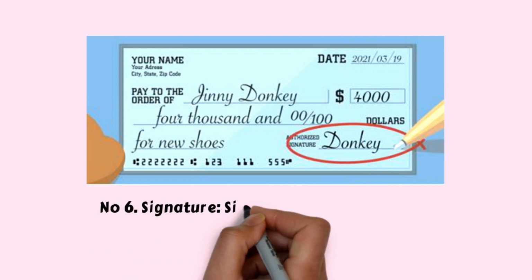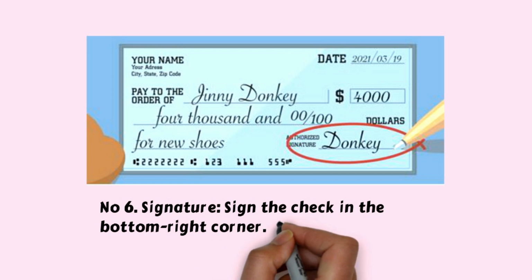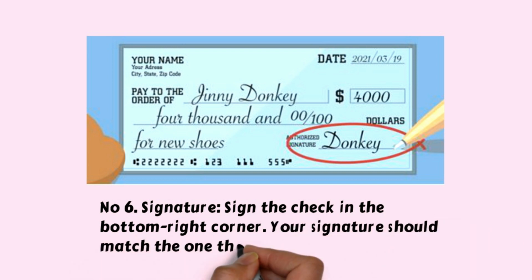Number 6. Signature. Sign the check in the bottom right corner. Your signature should match the one the bank has on file.